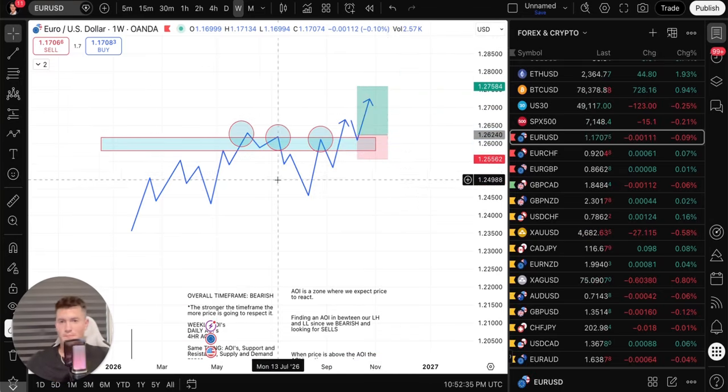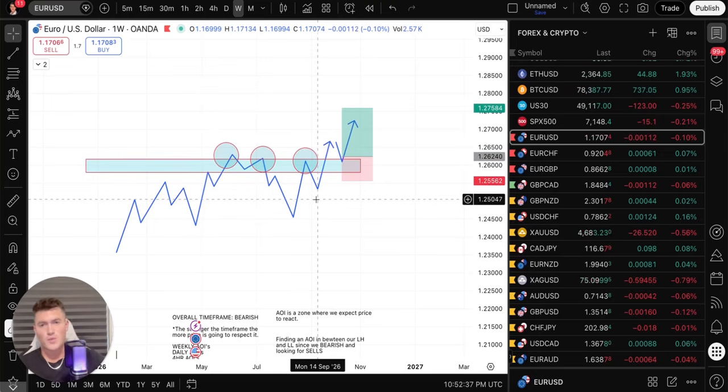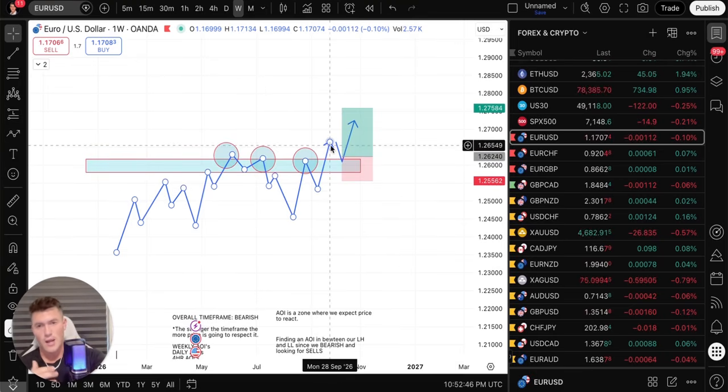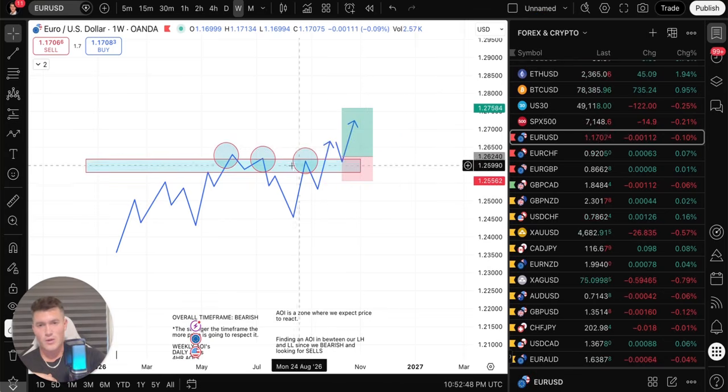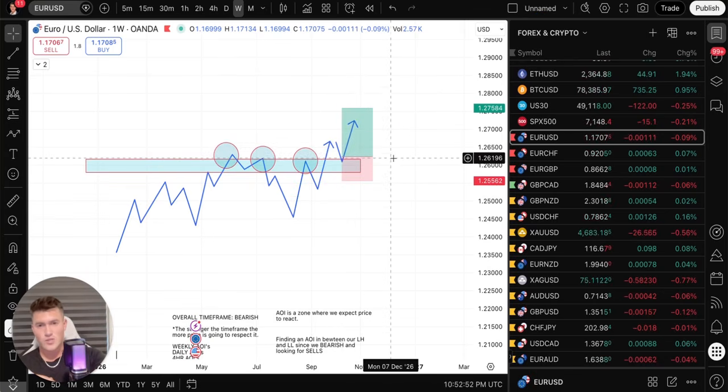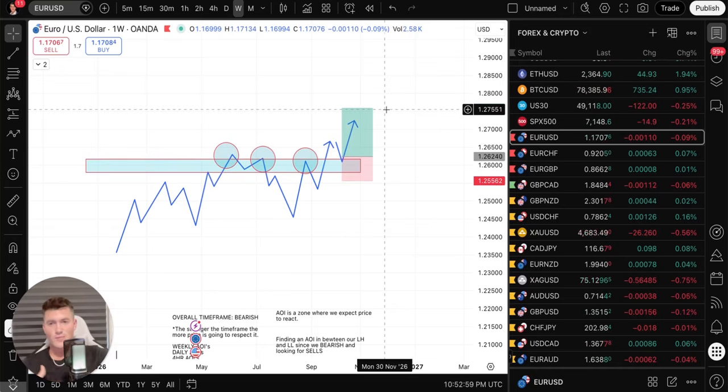Just like that. Okay? Remember, you want to find your area of interest between your higher low and your lower high, or your higher low and your higher high. We found our area of interest. We waited for price to come back into this area. This is where we bought. We got our entry signal. We're going to go over entry signal. And then we knew that we were buying this market.